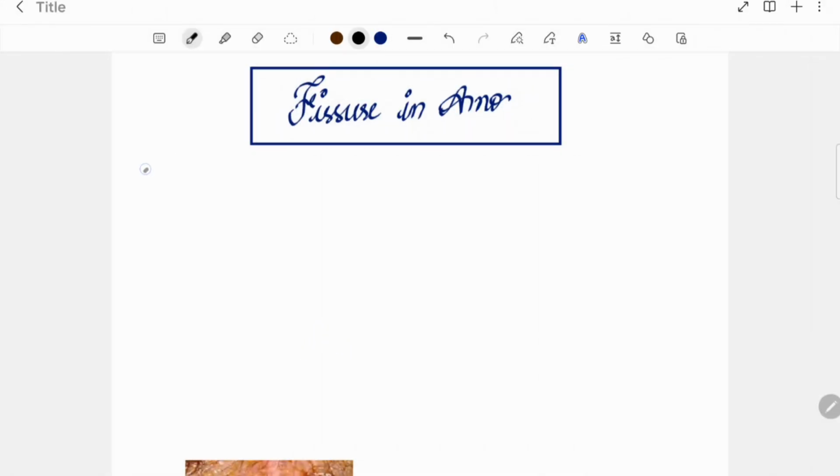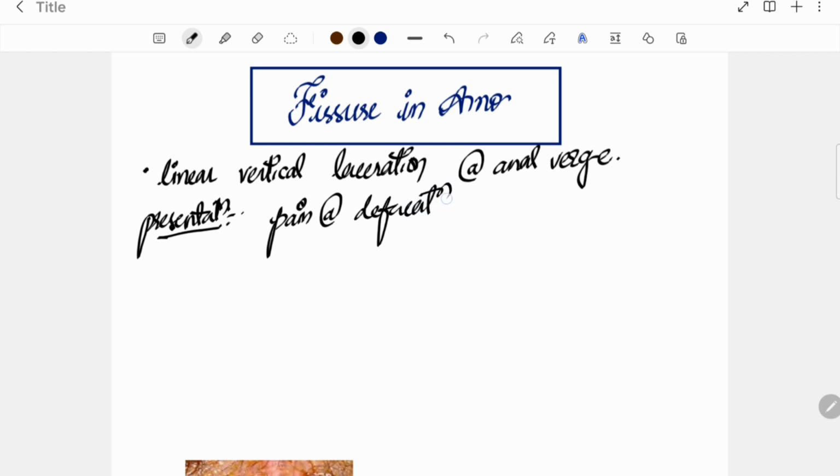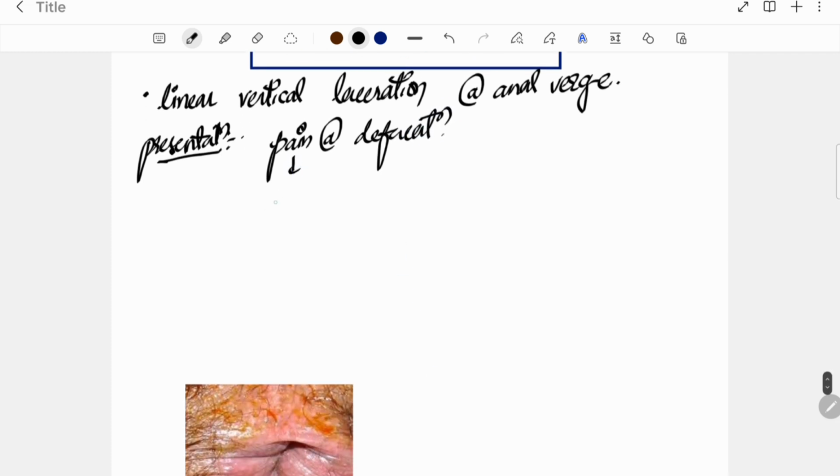So the fissure in ano is nothing but a linear vertical laceration at the anal verge. So the presentation will be pain during defecation. The pain occurs due to the spasm of the sphincter.